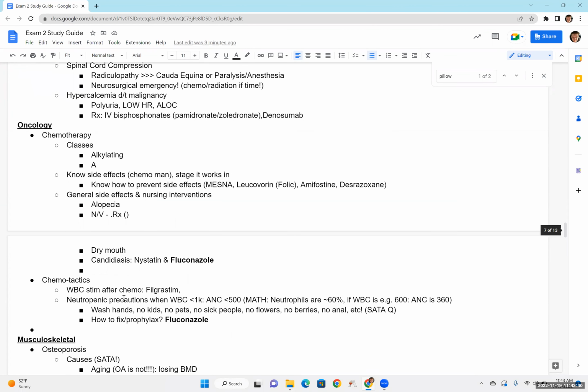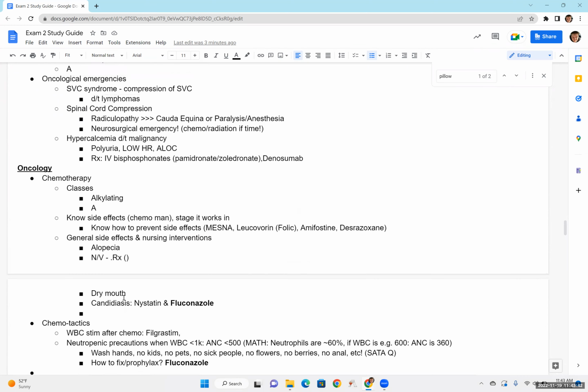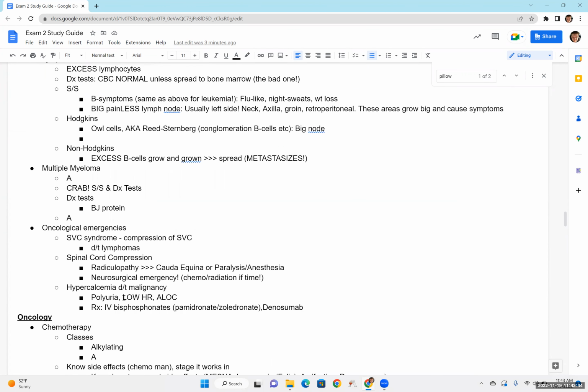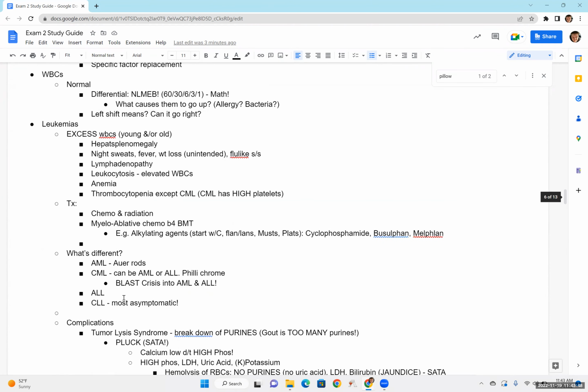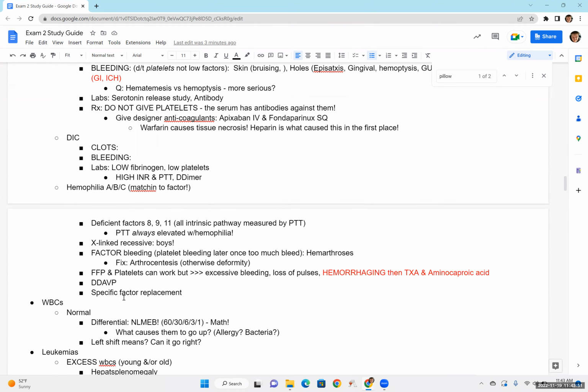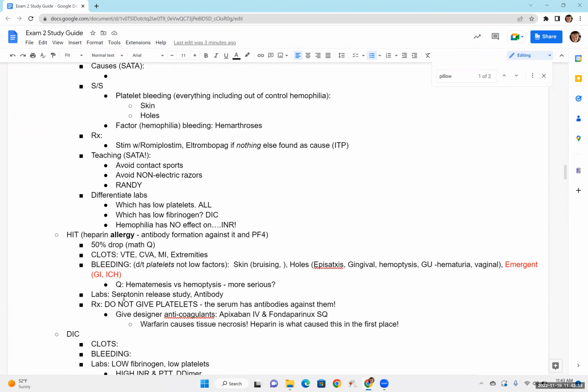So labs are important. And then labs and meds, everybody's favorite. Oncological emergencies you mentioned, talk about lymphoma a little bit. Can you see it or is it too low resolution?